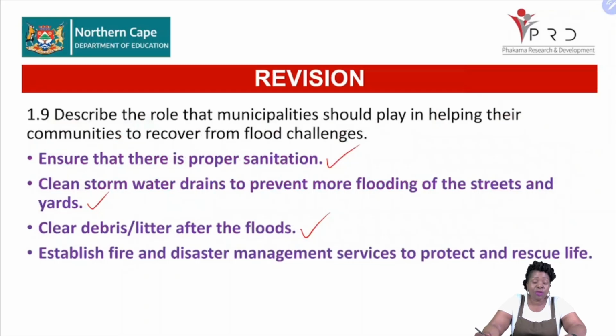Right? They must also establish fire and disaster management services to protect and rescue lives. So, fire, we're talking about the local fire brigades, and also disaster management. We've got ambulances that belong to the local municipalities. So, those should be ready to assist the communities to recover from flood challenges.